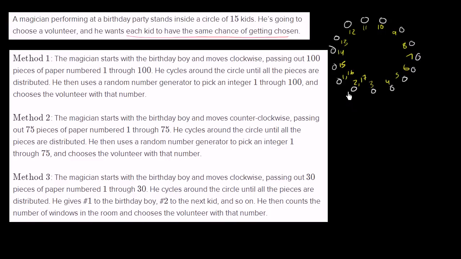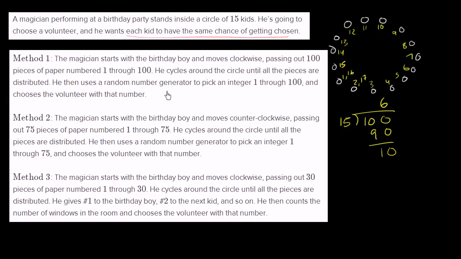In order to get the same number of pieces of paper, 100 has to be divisible by 15. And we know 100 isn't divisible by 15. 15 goes into 100 6 times. 6 times 15 is 90, and you have a remainder of 10. So what's going to happen is all 15 kids are going to get 6 pieces of paper, and then another 10 of the 15 are going to get a 7th piece of paper. So they're not all getting an equal number of pieces of paper.